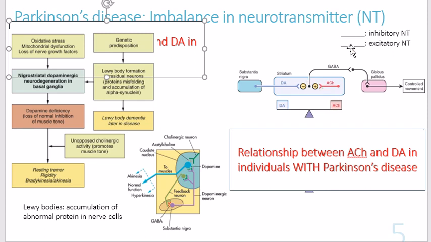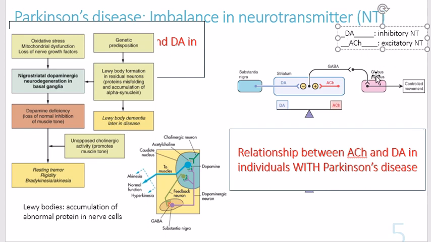Okay, so you can indicate up here that it is dopamine, DA for short, that has the inhibitory effect, and acetylcholine that has the excitatory effect. So it's considered an excitatory neurotransmitter. So again, both dopamine and acetylcholine are released here within this neuron.